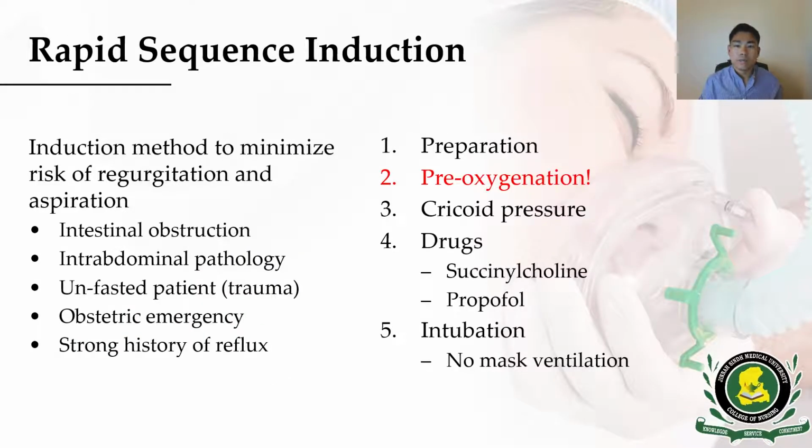A rapid sequence induction I touched on earlier. This is a specifically adapted process that's used when intubation of the trachea is required to minimize risk of regurgitation and aspiration. Such instances include if there's a bowel obstruction, or if the patient is an emergency case, or they have a strong history of reflux. Preoxygenation is extremely important, and preoxygenation with a fast onset paralytic like succinylcholine usually obviates the need for bag mask ventilation before securing the airway. This is all so that risk of gastric insufflation and regurgitation is reduced.